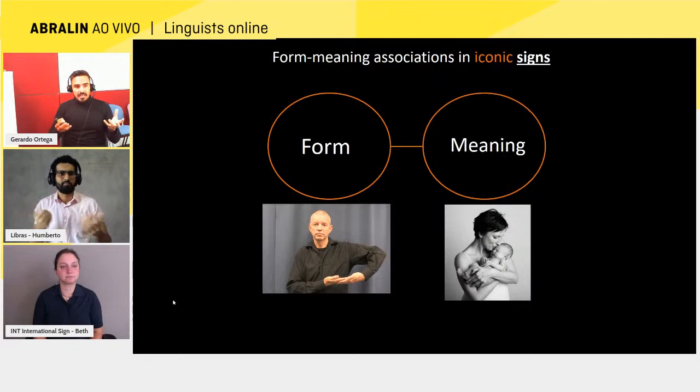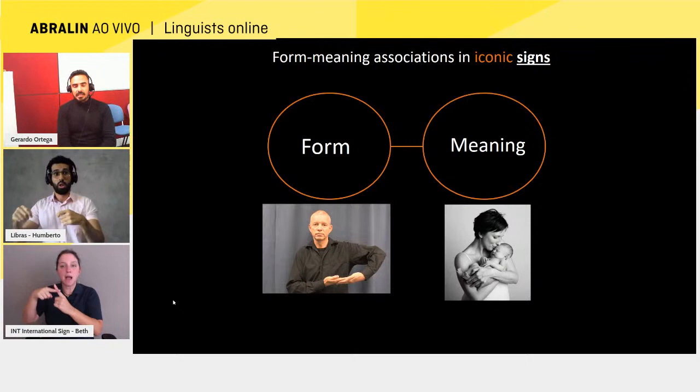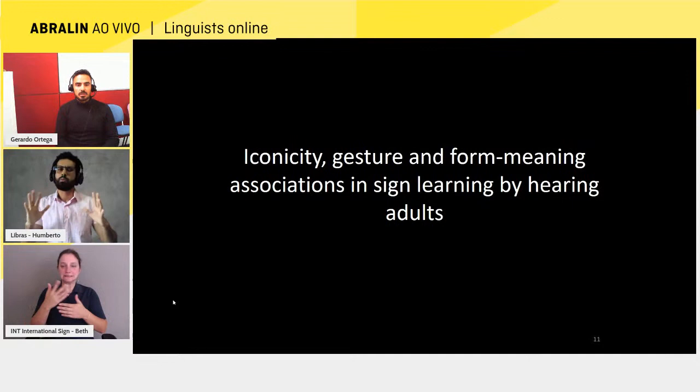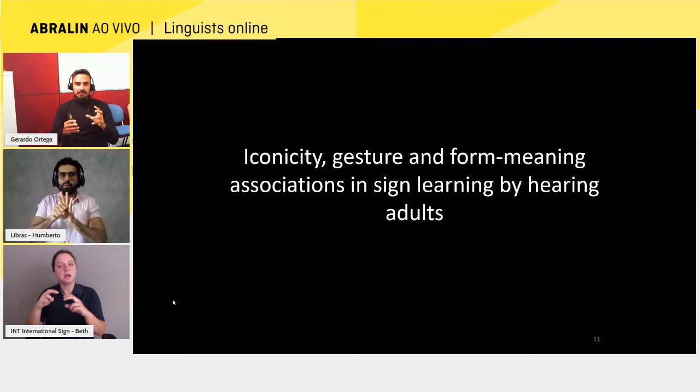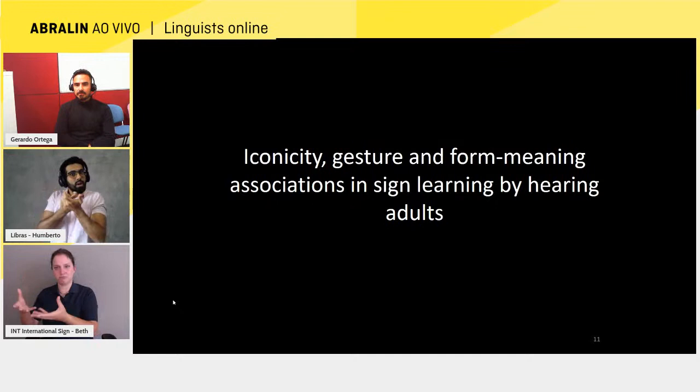However, over the last few years, one of the things that is really interesting here is that some of the signs can be iconic. And the work that we've been carrying out over the last few years really tried to tap into how these different iconic and non-iconic signs can be learned by hearing non-signers. So today in this talk, I will present a series of studies in which we try to tease apart how iconicity and gesture can play a role in making form-meaning associations by hearing adults learning a sign language as a second language.